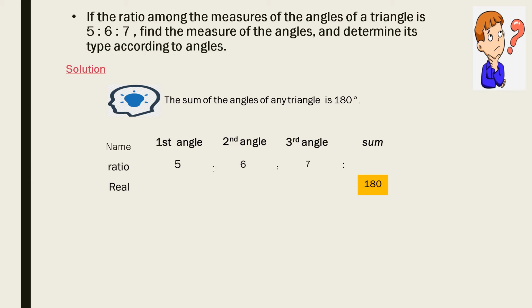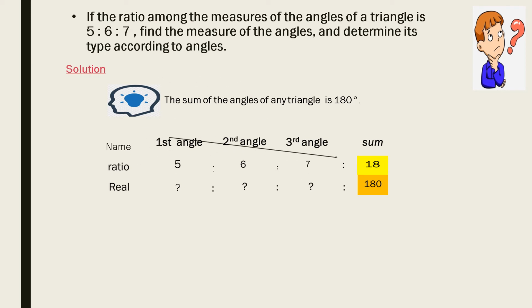As we do in real, we do to the ratio. To find 180 in real, we add the measure of each angle. Then I need to add the ratio of each angle, 5 plus 6 plus 7, to find the sum of the ratio. It's equal to 18. Now we have a completed column, which is sum. This column will help us to find the measure of each angle.